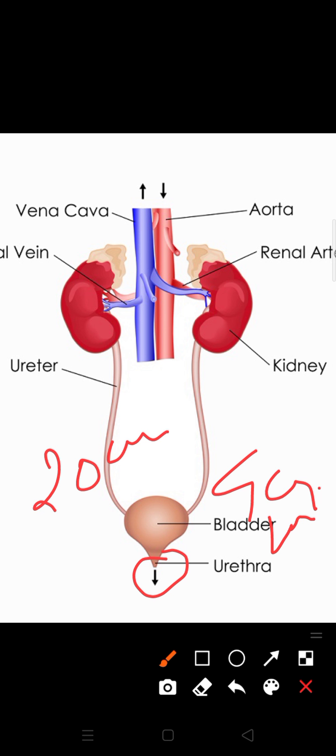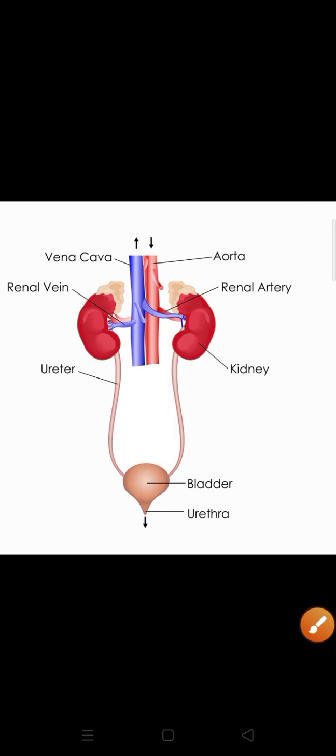It is a common passage for urine as well as seminal fluid. In males, one common organ is there for the passing of urine as well as seminal fluid, but in females there is the external urethral orifice above the vagina, and from there the urethra opens out. So that is about the excretory system of man. In our next class we will discuss the structure of a nephron.